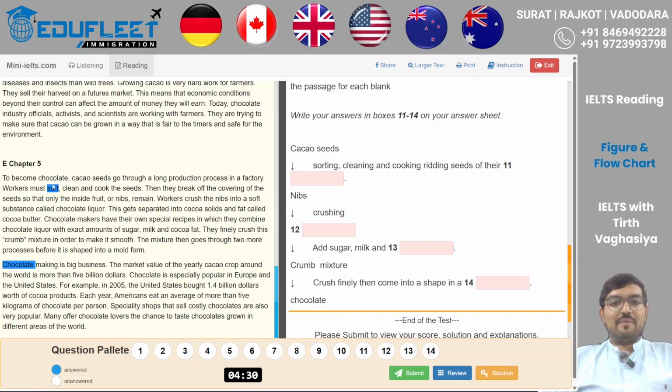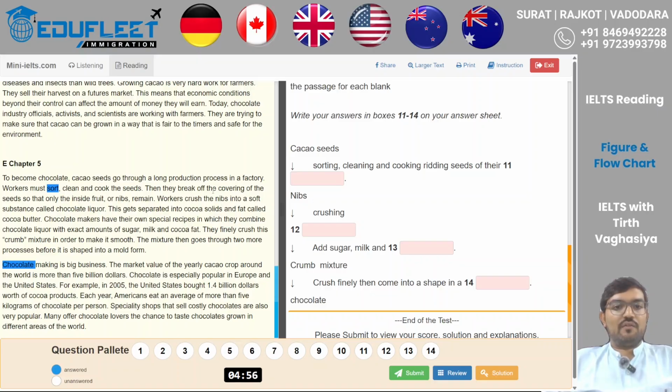It seems my words are matching. Sort, clean, and cook. So this seems to be where my answer is from. What I'll do is read line by line and try to match it over here. Okay. To become chocolate, cacao seeds go through a long production process in a factory. Workers must sort is matching, clean is matching, cooking is matching.